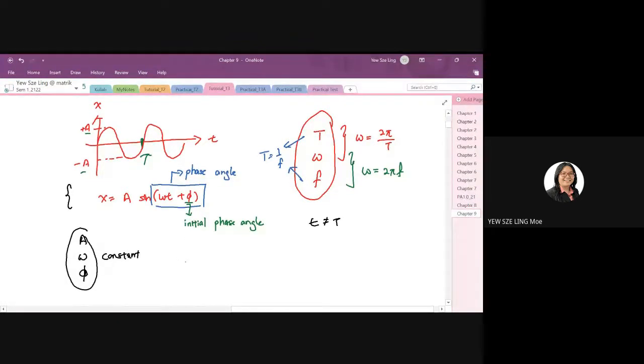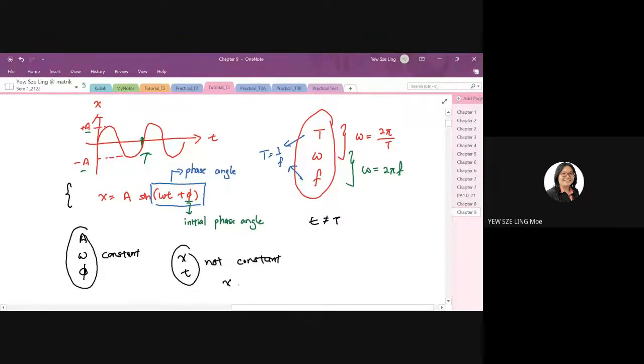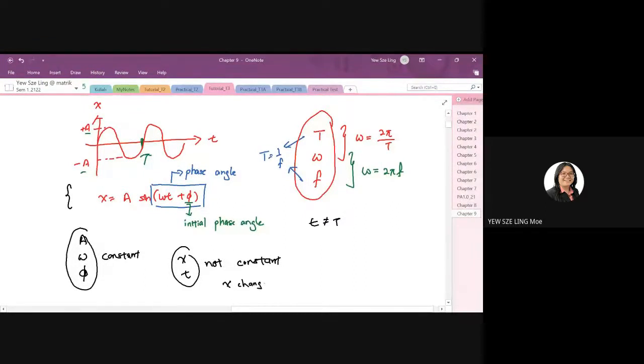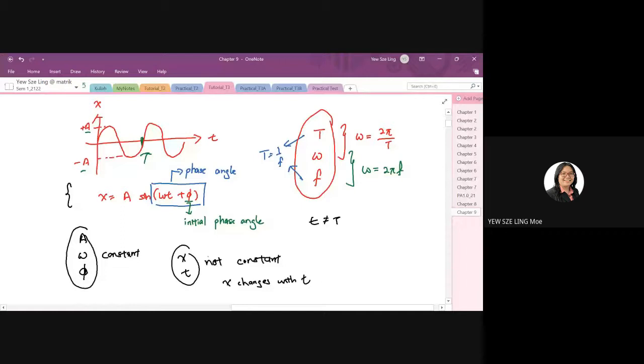Whereas x and t are not constant, so you have to leave them as unknowns in your equation. Why? Because x changes with time. For different times, the object will be located at a different displacement.